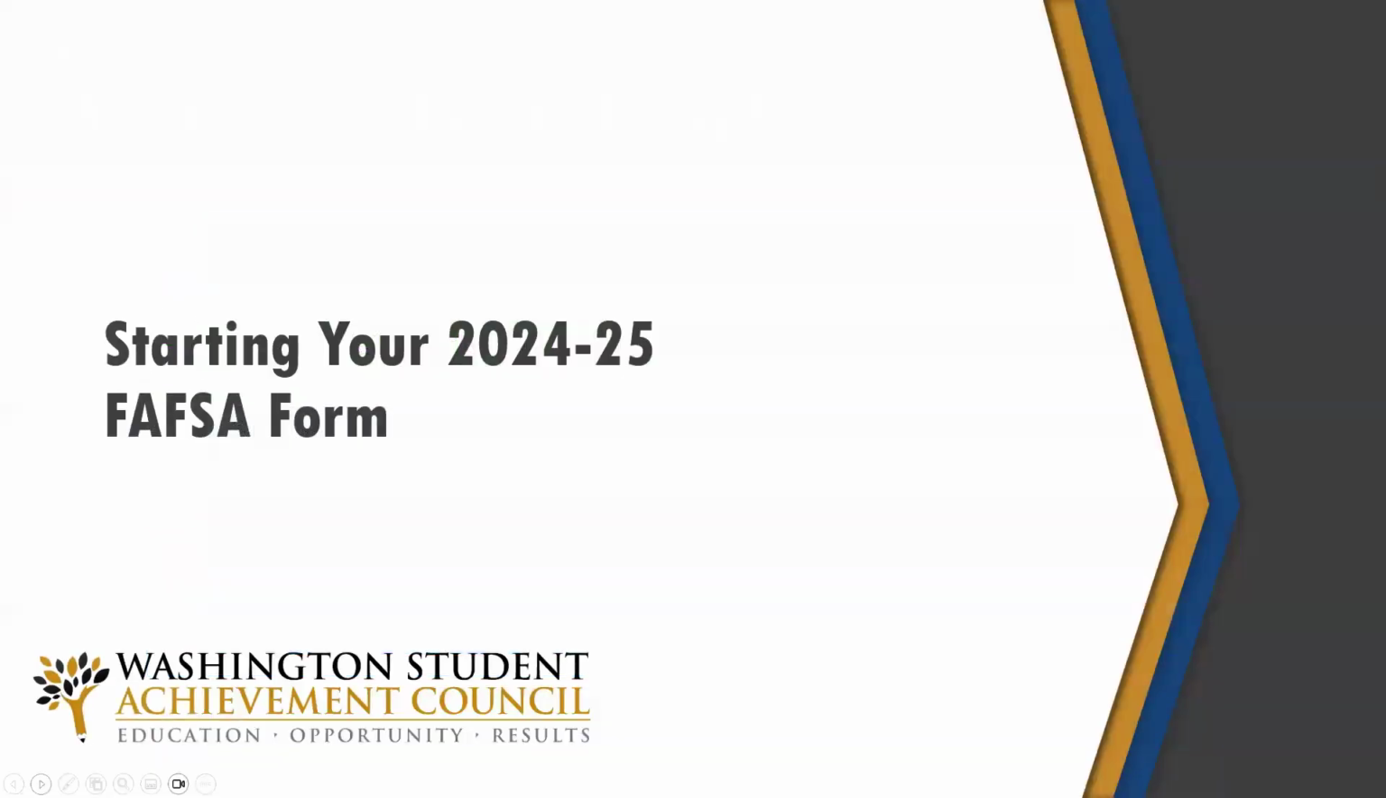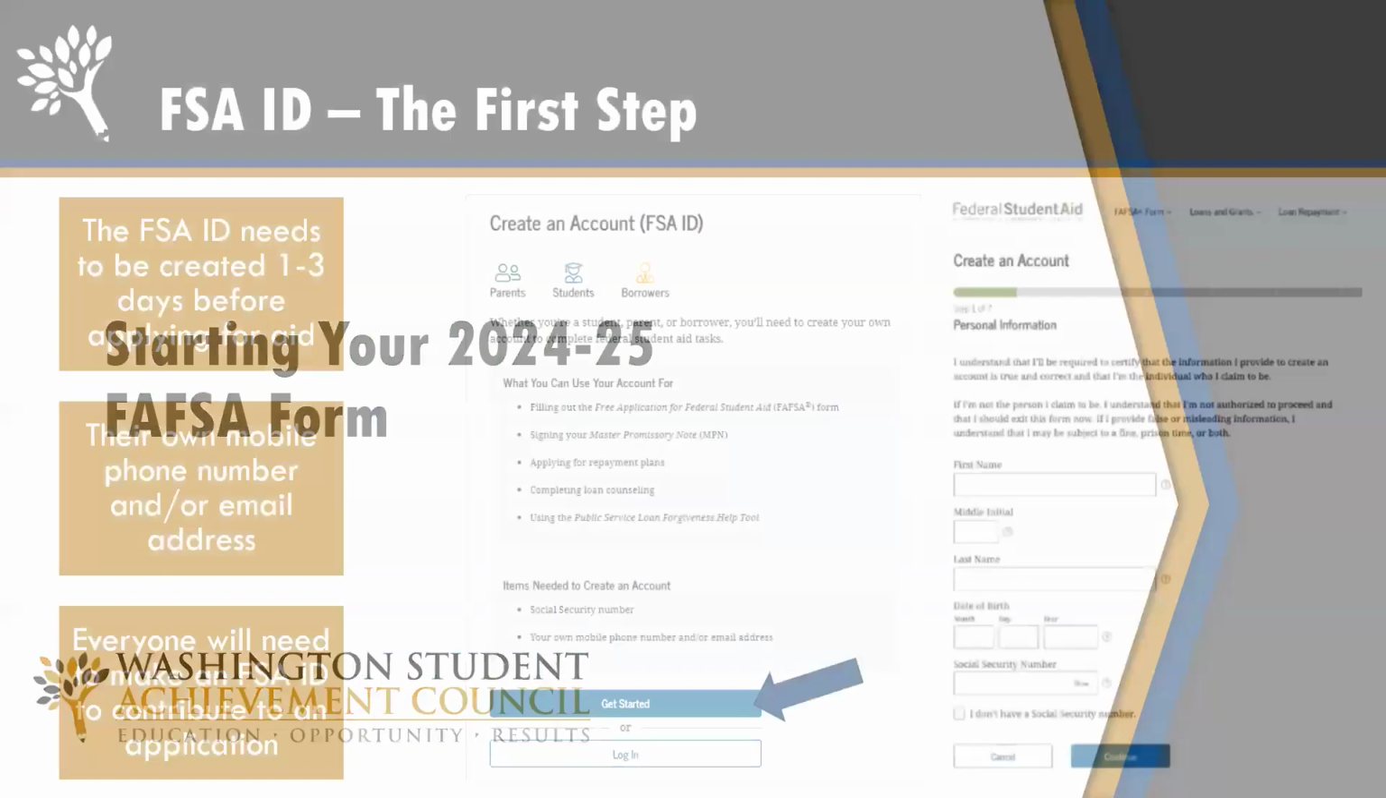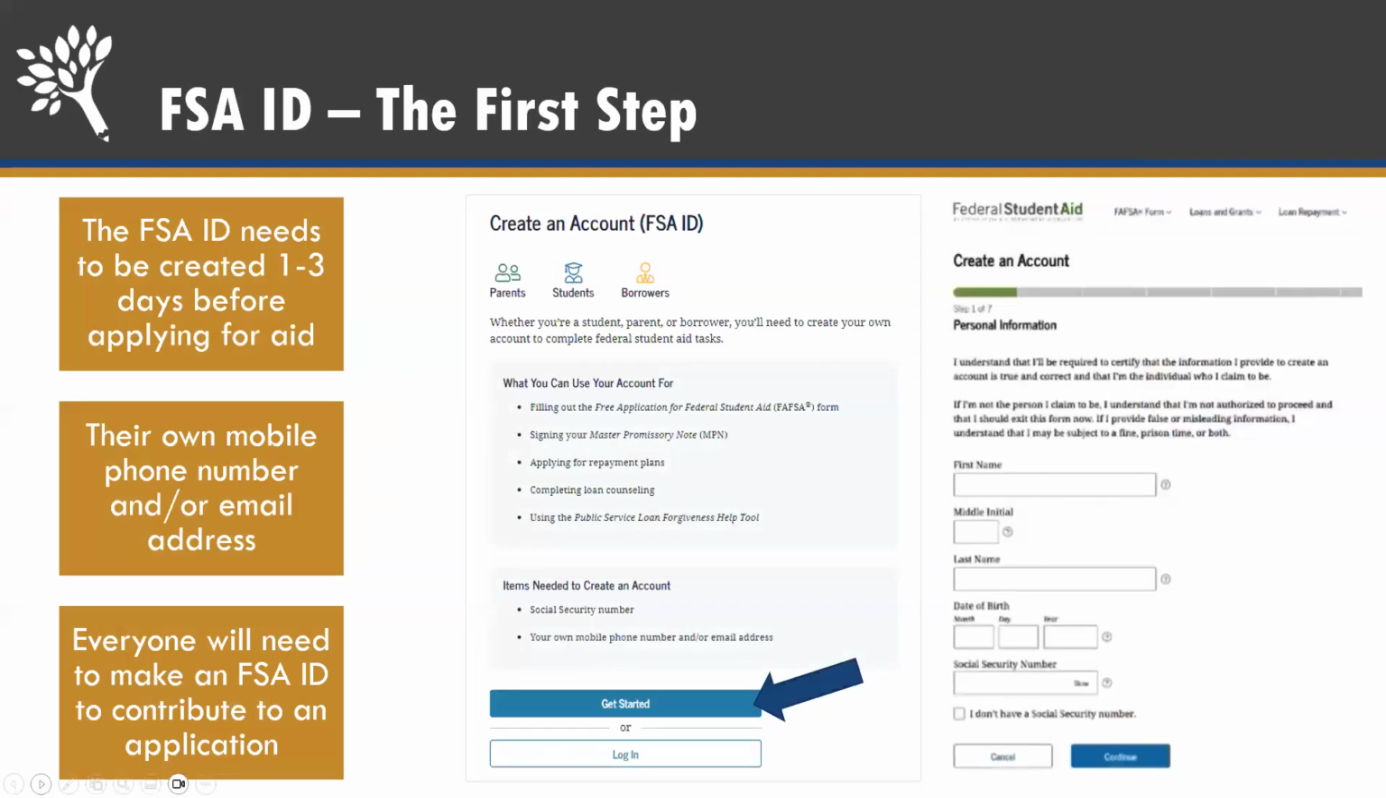So first, let's get started with your form. Your first step is to create an FSA ID. This is simply an account for students to be able to access not just their application, but anything from federal student aid. It takes 1 to 3 days for your account to be verified and you be able to access your application. So you want to do this as soon as possible.